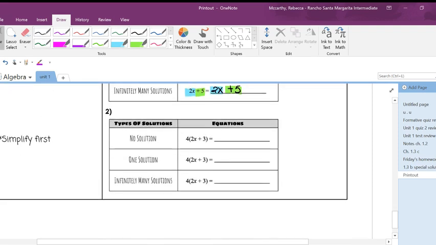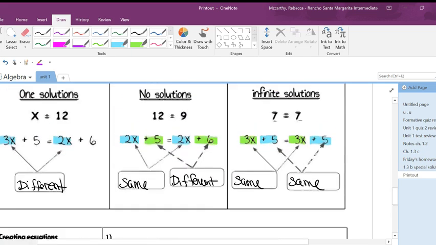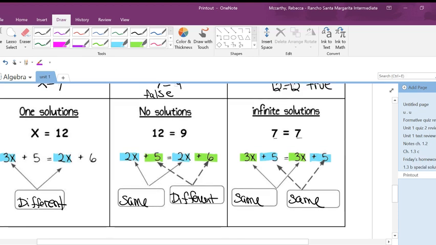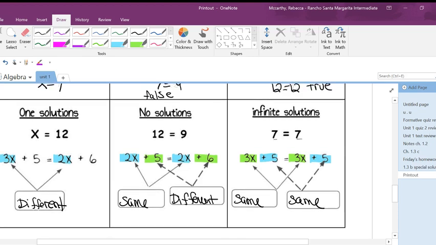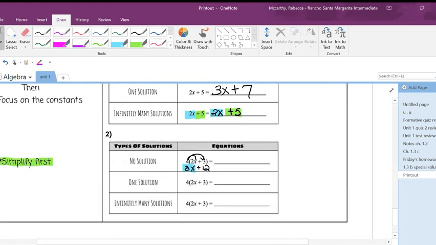Now, create an equation that has no solution. Looking at this, I first have to simplify. Okay, 4 times 2x is 8x. 4 times plus 3 is 12. So I really want to look at what kind of equation that is. If I want no solutions, I'm looking at my coefficients, looking at my graphic organizer. My coefficients are the same, but my constants are different. So I know this could be 8x plus 12, different. I'm going to put 10.